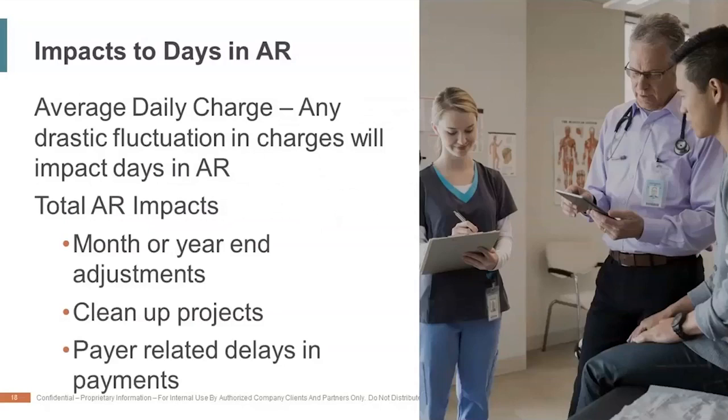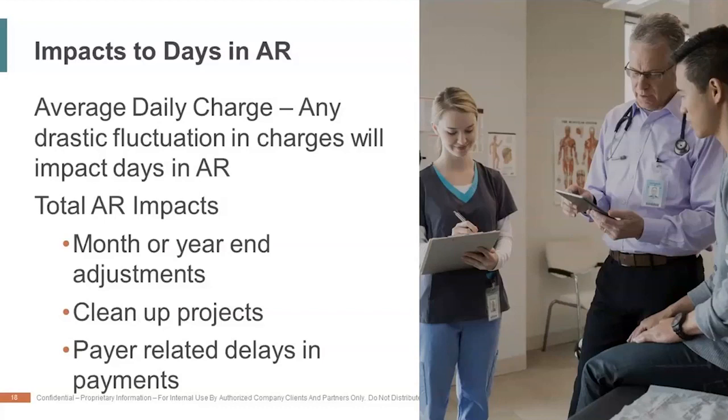Now, how do we understand the impacts to our days in AR? So we're looking at, as I mentioned, average daily charges and looking at the total AR. So in a perfect world, if we've got our average daily charges and it's the same number of charges that are entered every day for the same amount, then it's going to make predicting where we're going to finish each month and predicting those days in AR much easier. But because that's not always the case, we actually have to take into account a lot of the impacts and be able to explain those changes to days in AR.